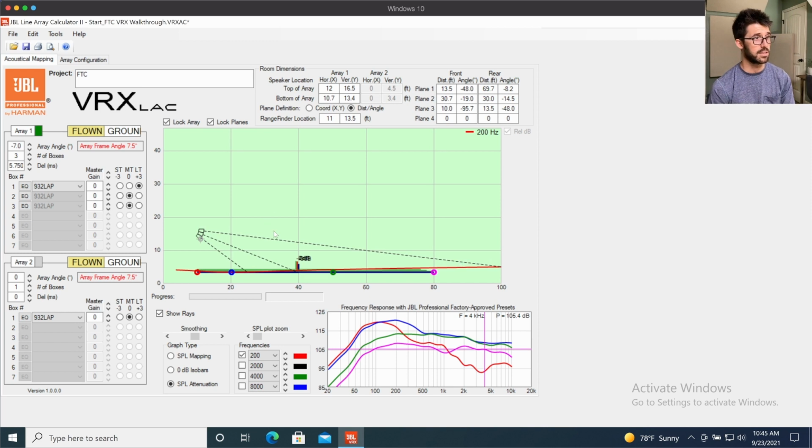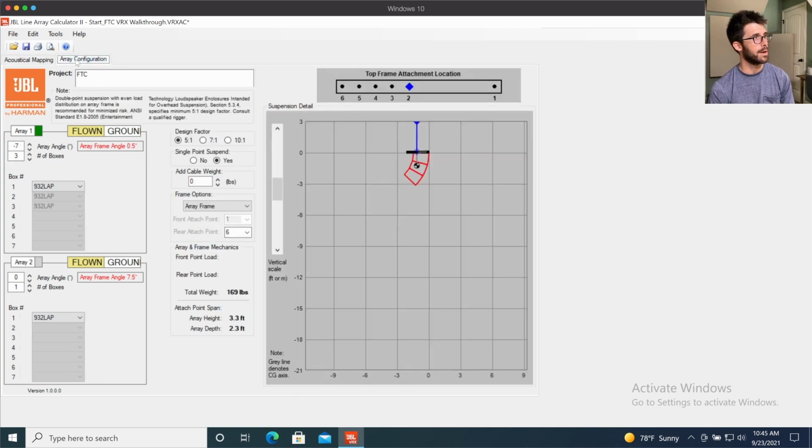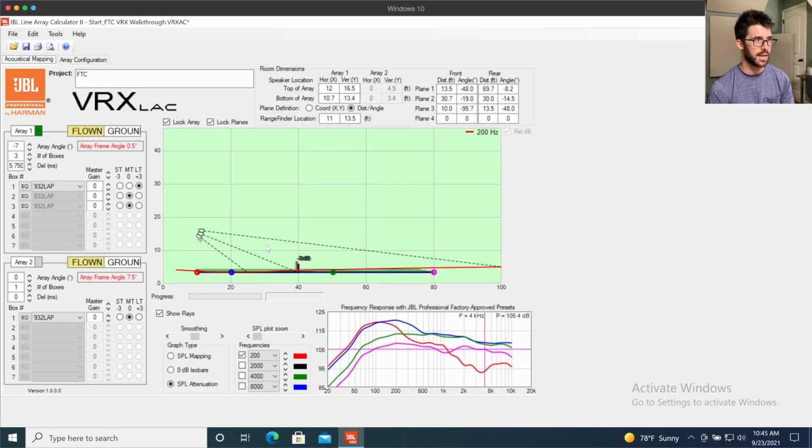So we're actually shooting this top box a little bit past the first row, because we're really tied to the array configuration of being able to have a single point hang and have a single point through exactly one of these holes. So I'm tied to putting it in 2 or 3. So I know that 7 degrees down puts it in 2, and this is the response I get. I'm going to ignore the red probe for now because I know that the front fills are going to do that, and I'm pretty happy with this.